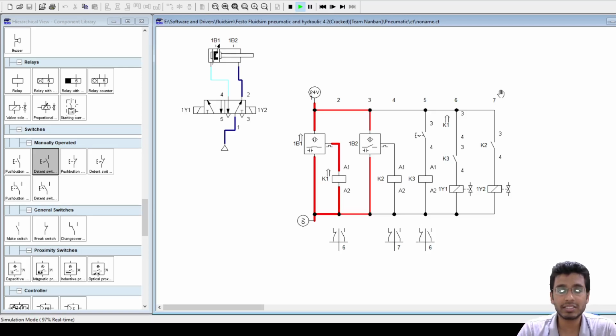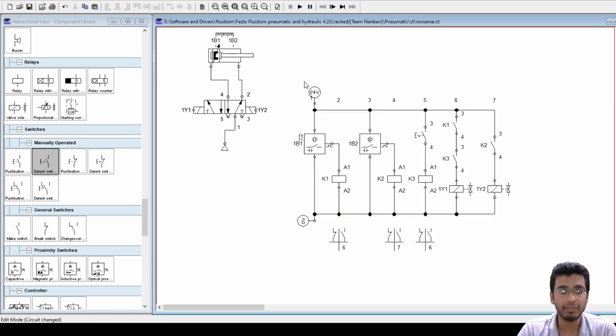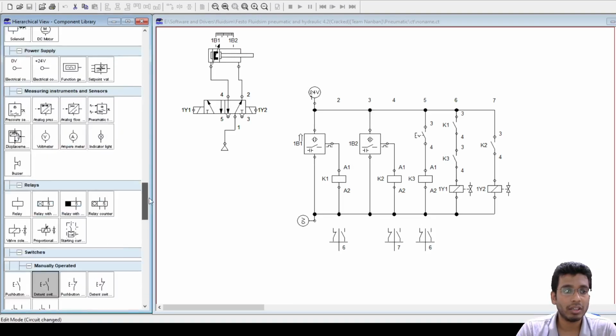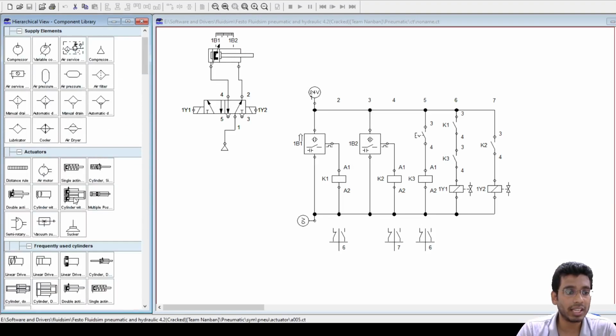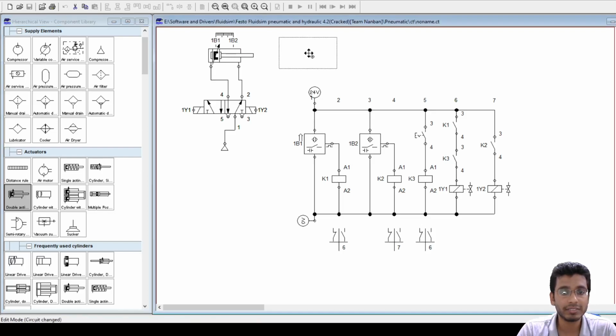So first let us start with your pneumatic circuit diagram. Fine, since you have two cylinders, I'll make it easy for you, two double acting. So I'm having another double acting cylinder here.